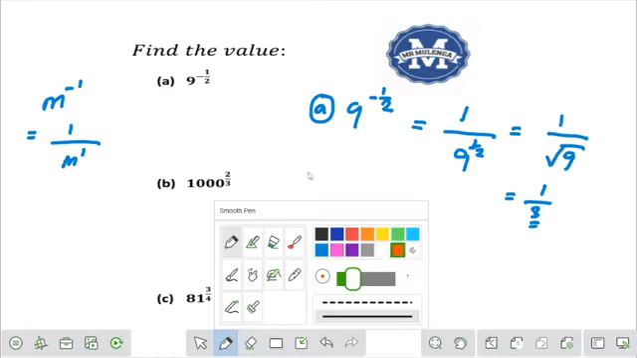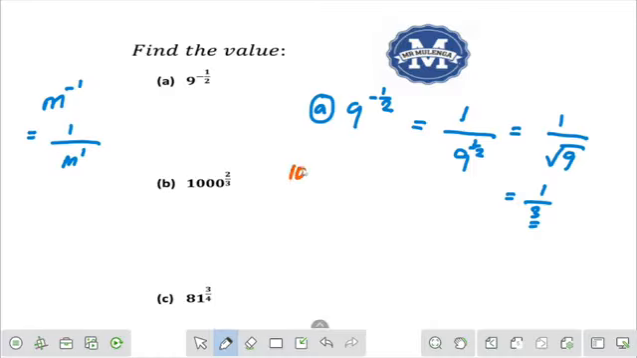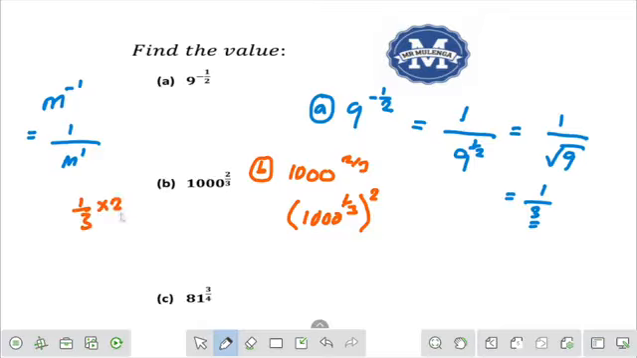For question B, we have 1000 raised to the power of 2 over 3. The way we are going to write this is to split the power. Since we have 2 over 3, we write 1000 raised to the power of 1 over 3 in brackets, then put a 2 outside, so that 1 over 3 times 2 gives you 2 over 3.